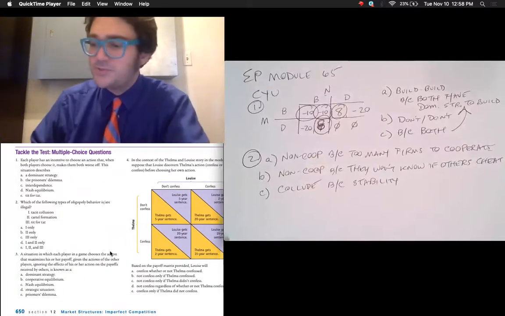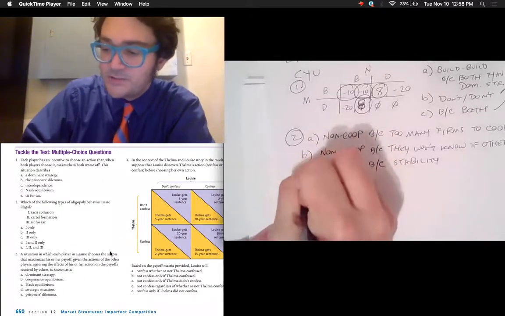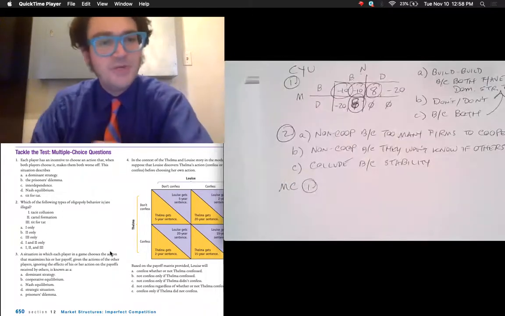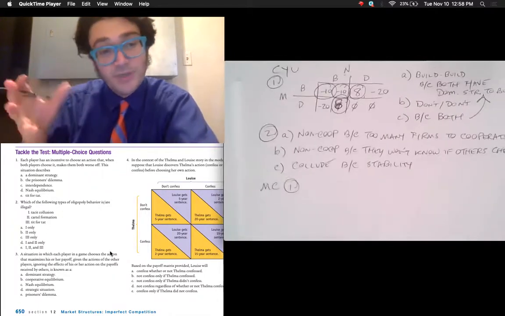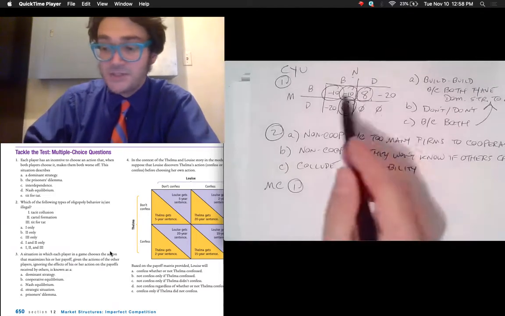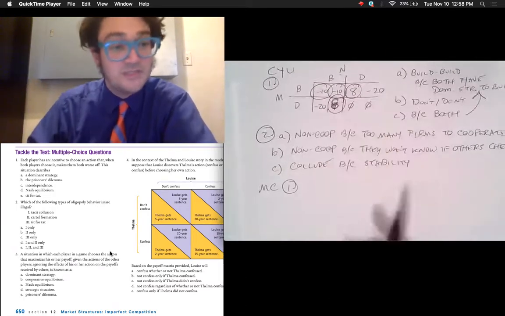Let's take a look at these multiple choice questions. These are going to appear on a quiz. So, number 1, each player has an incentive to choose an action that, when both players choose it, makes them both worse off. And that's actually what we had up here, and so we call that a prisoner's dilemma, B.